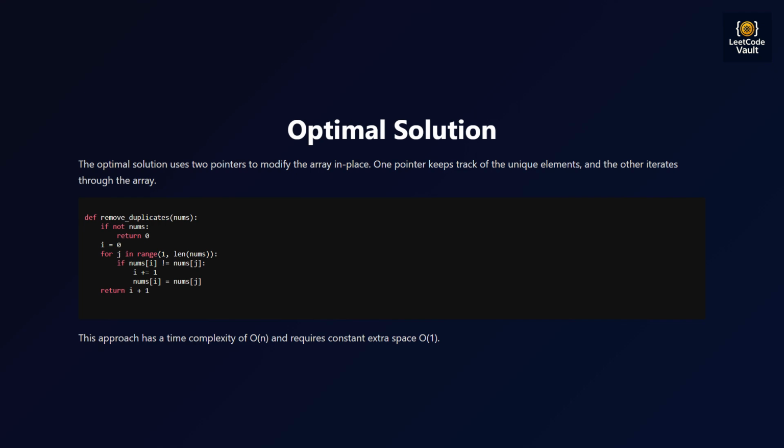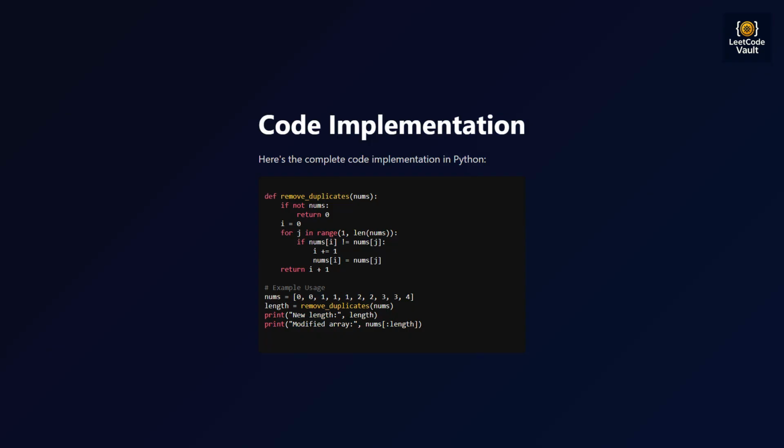Optimal solution. The optimal solution utilizes a two-pointer technique. We'll use two pointers, a slow pointer and a fast pointer. The slow pointer will track the unique elements, and the fast pointer will iterate through the array. Initially, both pointers point to the beginning of the array. As the fast pointer encounters a new unique element, different from the element at the slow pointer's position, we move the slow pointer one step to the right and copy the value from the fast pointer's position to the slow pointer's position. This way, we're efficiently overwriting the duplicate values. The slow pointer will always point to the next position where a new unique element should be placed.